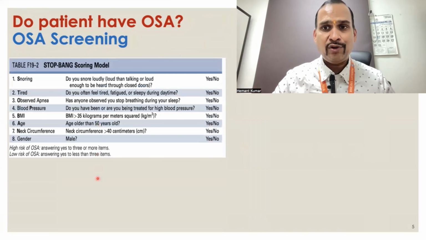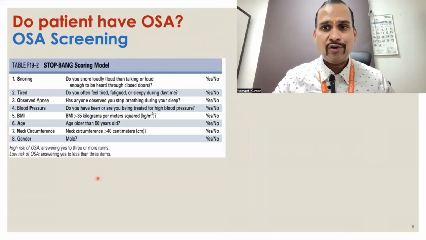These are: Snoring, meaning loud snoring. Tiredness. Observed apnea: you have to ask the patient's spouse whether he stops breathing or gets up during sleep. So this is observed apnea. Blood pressure, whether the patient is hypertensive or not. High BMI, the patient is obese, BMI more than 35. Age, older age, more than 50 years, this is also a risk factor. Neck circumference, more than 40 centimeters.